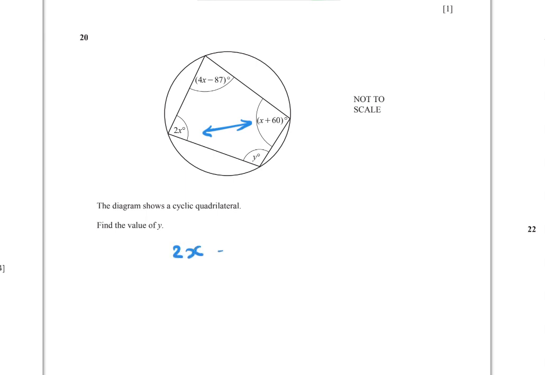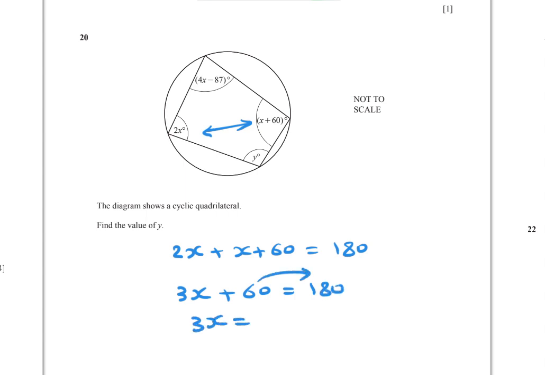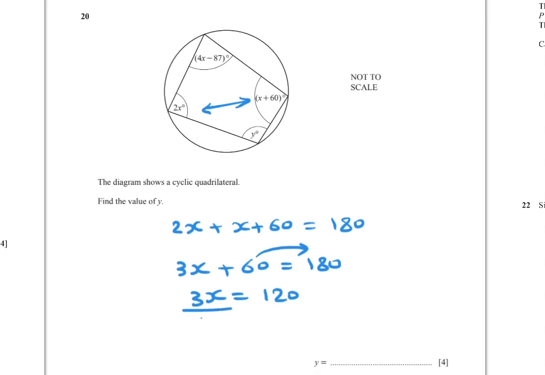2x plus x plus 60 equals 180. Now we can solve for x. So 3x plus 60 equals 180. So 3x equals, now transpose 60 to the other side, 180 minus 60 is 120. Divide by 3. So x equals 40.